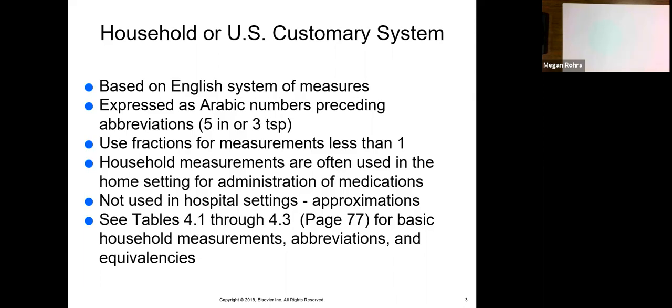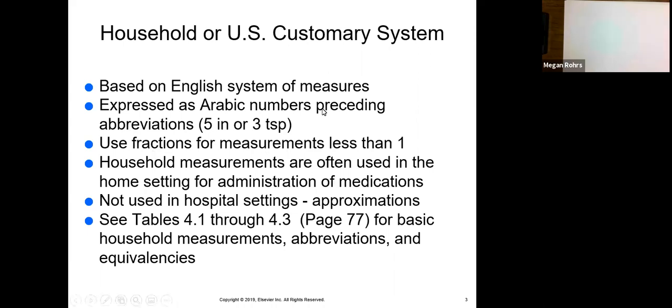So starting with the household system, like I said, we are probably the most familiar with this system because we live in the United States. How we write these units, it's always going to have the number coming before the unit, which you'll see why I am making a point of that for this system in a little bit. Anytime you have a measurement that is less than 1, make sure you notate that with a fraction rather than a decimal. So we always use fractions in the household system.